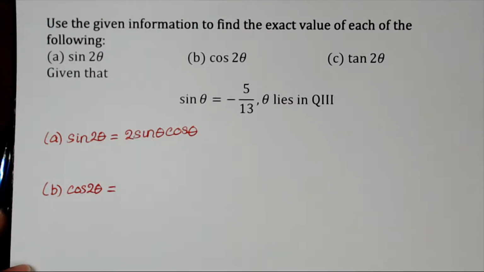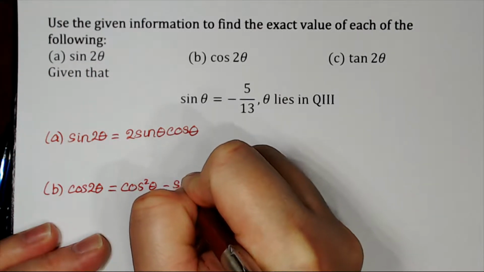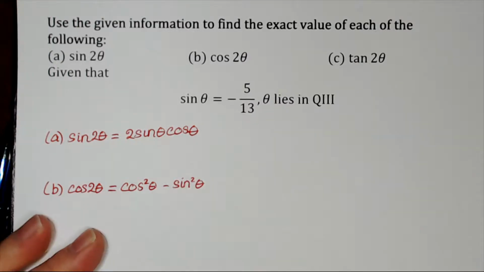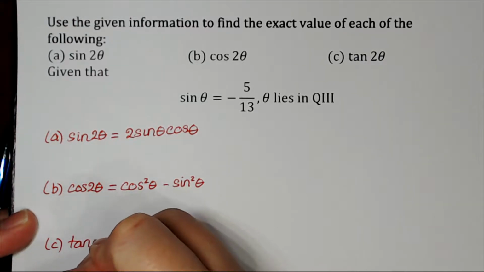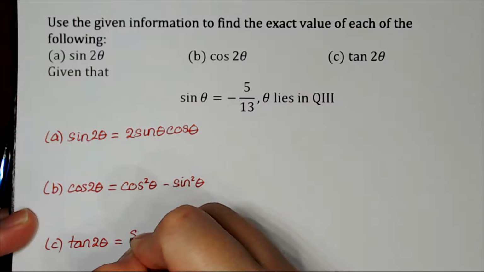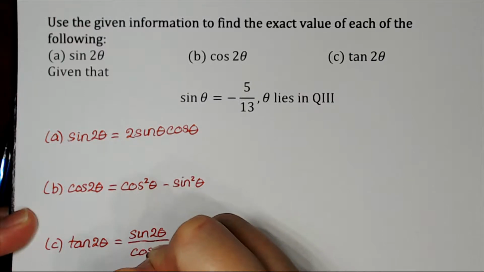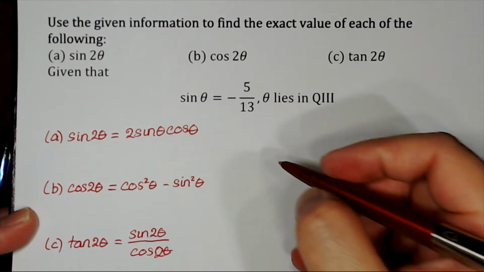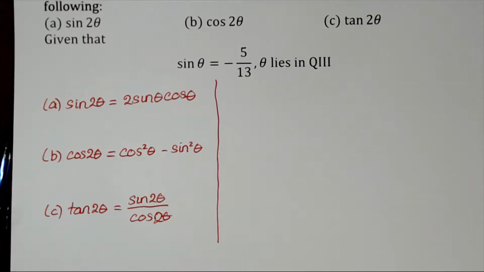There will be quite a few things. We can say cosine square minus sine square, or there are two more, but let's just use that. And for tangent of 2 theta, we also have the double angle for tangent, but let's just use the quotient identity, and we say tangent is sine over cosine. We'll get back and find those values later.